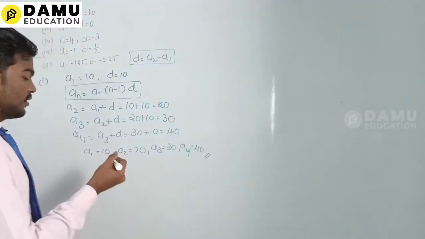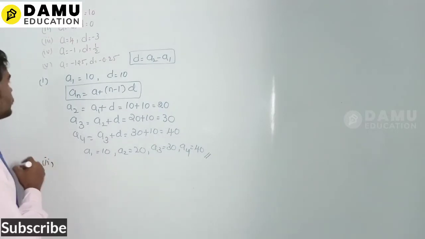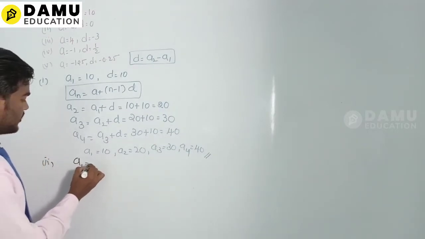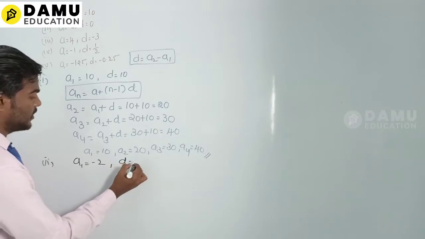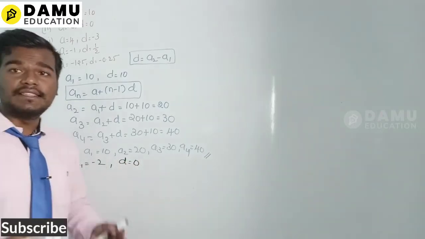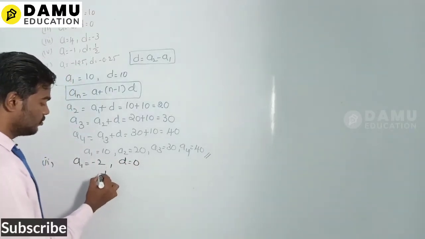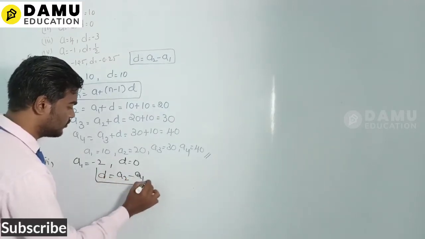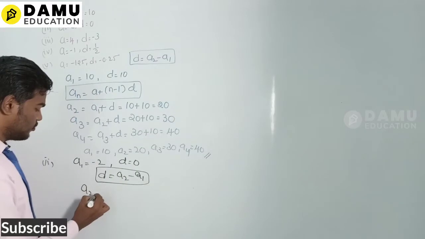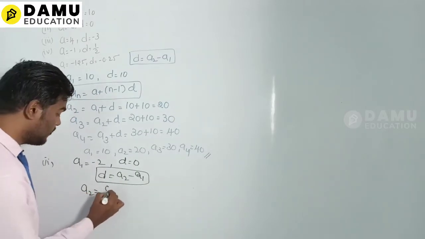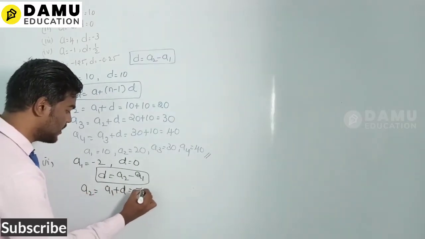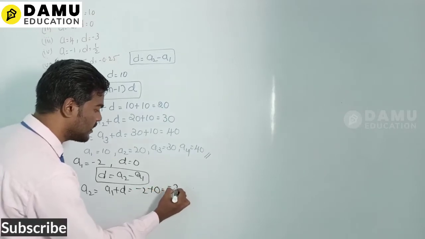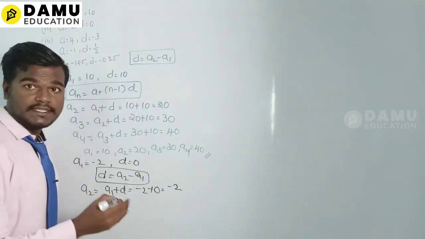Then what is the second one? a1 will be equal to minus 2, and the difference will be equal to 0. There is no difference. The difference is a2 minus a1, so a2 will be equal to a1 plus d. a1 is minus 2 plus d equal to 0, so a2 is minus 2. There is no change at all.